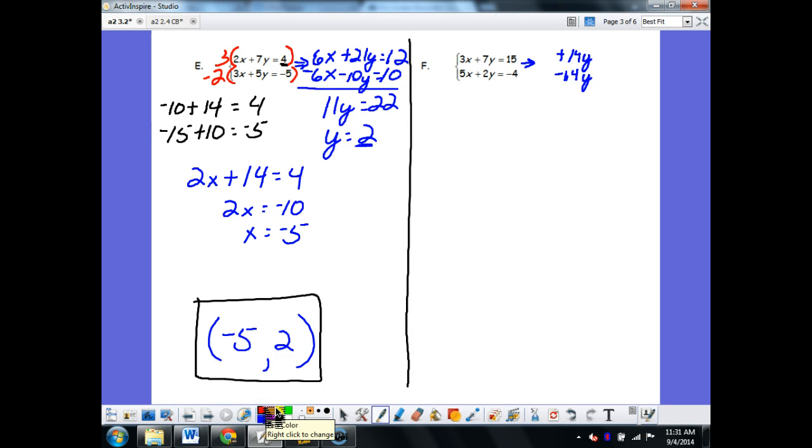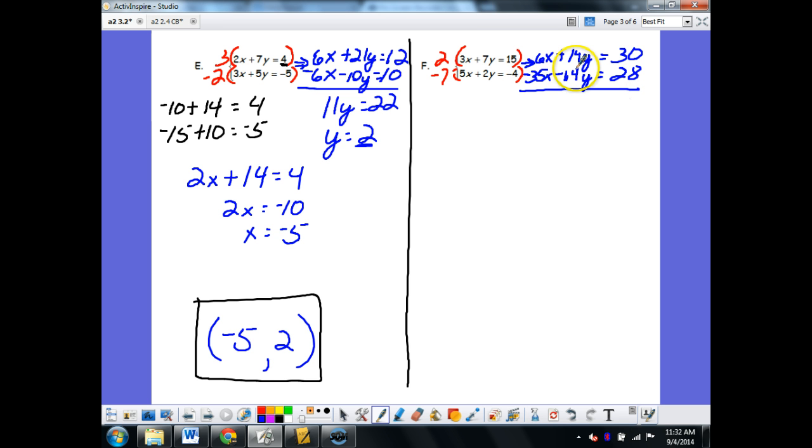So I want to turn 7y into 14y, and I do that by multiplying by 2. And I want to turn 2y into negative 14y by multiplying by negative 7. So when I do that, multiplying the entire top equation by 2, I get 6x plus 14y is equal to 30. And multiplying the entire bottom equation by negative 7, I get negative 35x minus 14y is equal to positive 28. Negative 7 times negative 4.